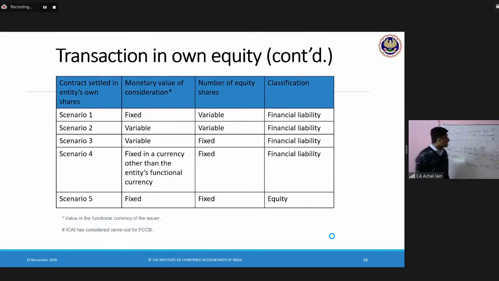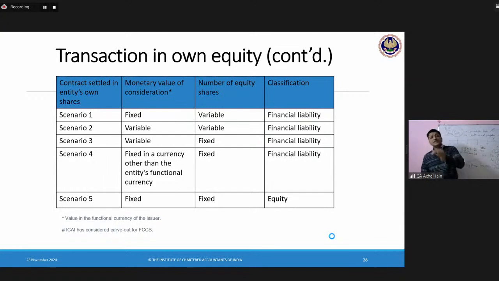Okay, so I was discussing classification from the holder's point of view. Something which is an equity for another will become a financial asset. So that means for the holder, it's a financial asset. Now comes the point of what category it will fall into.